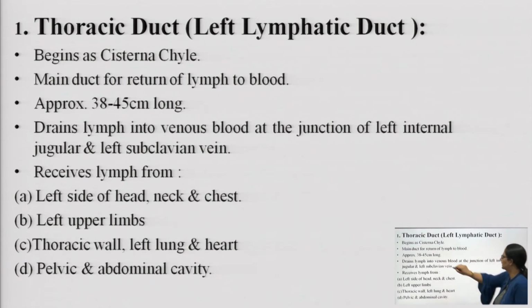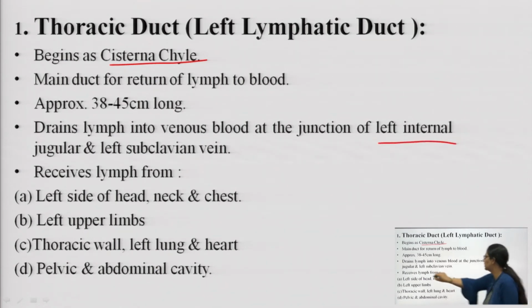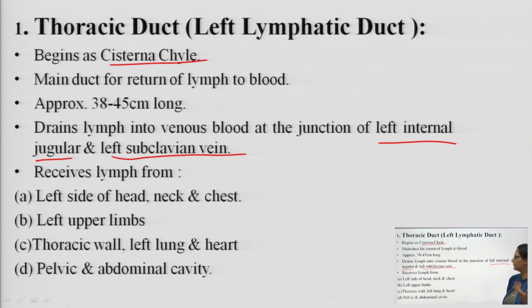This begins from the cisterna chyli, and this is the main duct for return of the lymph to blood. Its length is approximately 38 to 45 centimeters, and it drains the lymph into the venous blood at the junction of the left internal jugular and the left subclavian vein. So your left lymphatic duct, which is also called the thoracic duct, pours the lymph into the junction of the jugular vein and subclavian vein, on the left side.